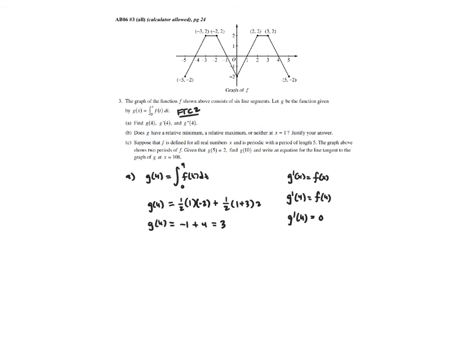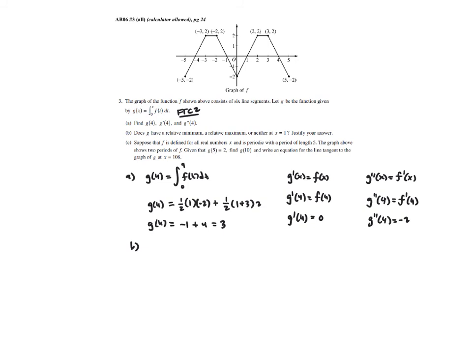Okay, g double prime at 4. Well, g double prime of x is related to g prime of x. Thus, g double prime at x will be equivalent to f prime at x. So g double prime at 4 is going to be equivalent to f prime at 4, which is the slope of f at x equals 4. If I look at this segment here, it looks like I'd go down 4 units over 2 units. So the slope of that portion of the curve would be -2. That's part A. Part B: does g have a relative min, relative max, or neither at x equals 1?